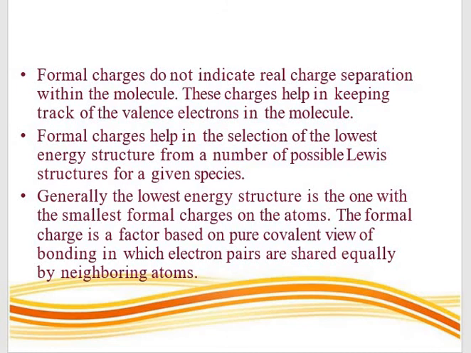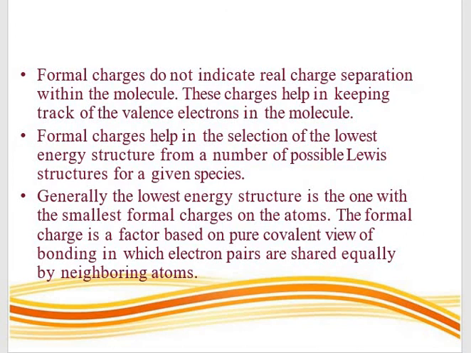Now, formal charges do not indicate real charge separation within the molecule. These charges help in keeping track of valence electrons in the molecule. Formal charge helps in the selection of the lowest energy structure from a number of possible Lewis structures for the given species. And the lowest energy structure is the one with the smallest formal charge on the atoms. The formal charge is based on a pure covalent view of bonding in which electron pairs are shared equally by neighboring atoms.